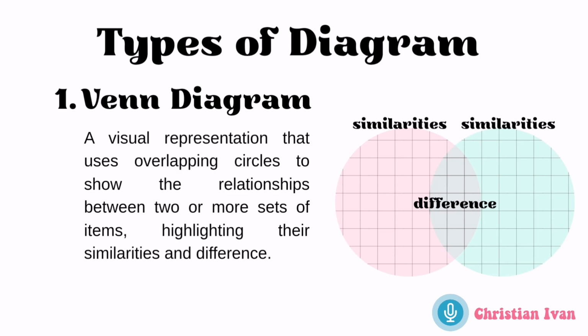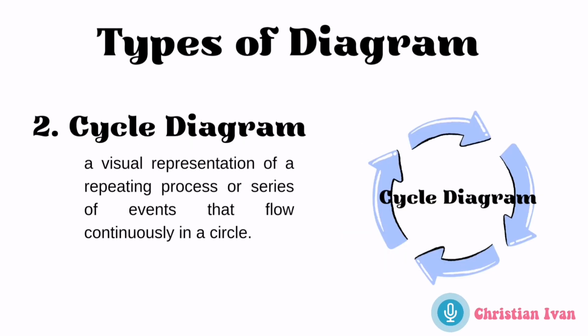Next is a cycle diagram. A cycle diagram is a visual representation of a repeating process or series of events that flow continuously in a circle. It shows how different stages are connected and how they lead back to the beginning, making it useful to illustrate patterns like the water cycle, a business process, or a product life cycle.